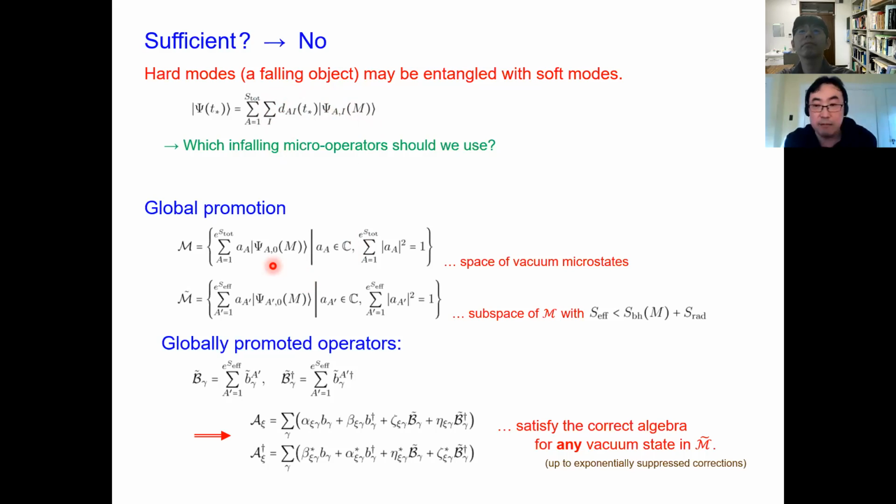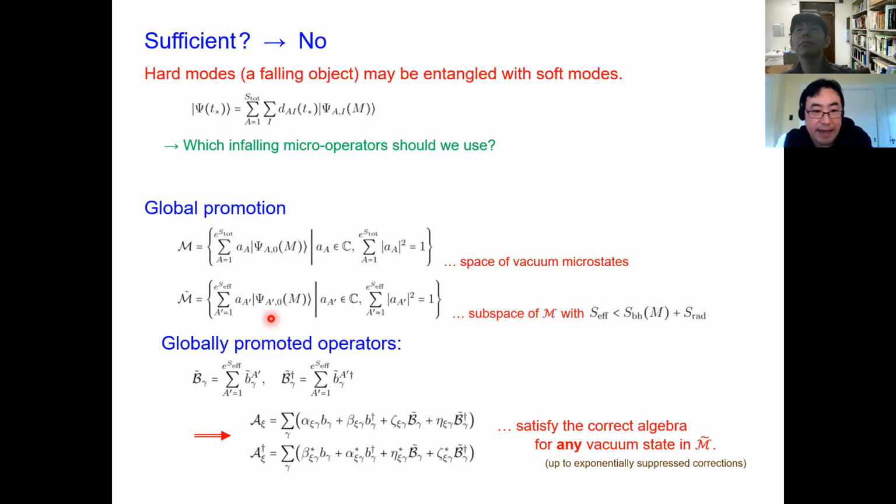So let's consider promoting this operator, which we found for each microstate A, to apply to some class of A's. First, let's imagine that you have a space of vacuum microstates, which is spanned by just this psi A. A is again the microscopic index, okay? And the 0 is a vacuum. So you can have a space spanned by all these black hole microstates, or you can consider subsets of this. Okay? So not really spanning e to the S total, but only e to the S effective. And I take this effective to be strictly smaller than the total black hole microstate number.